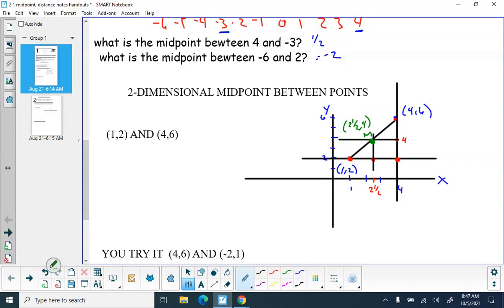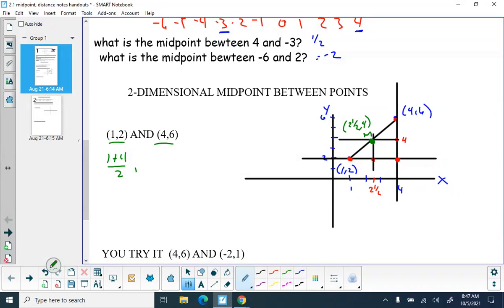Now, what we could do with respect to just looking at the coordinates here is, yes, we could draw a picture each and every time, but that's a lot of work. Let's just take a look at the process here. I'm looking at the x values of 1 and 4. What's the midpoint between 1 and 4? Well, I could take 1 plus 4 and divide it by 2. When I'm trying to find the middle number between two numbers, add them together, divide by 2. Game's a half.